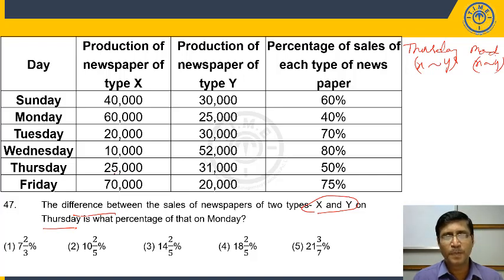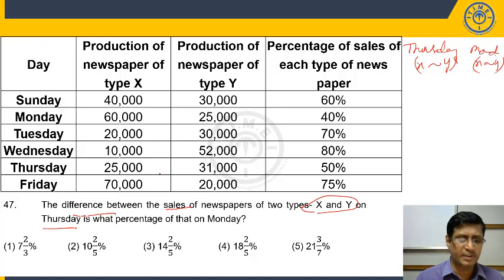How much is the value here? 25,000 and 31,000. So total how much here? The difference in the sales we need to find. So 25%, 50%, 25,000, 50%, and 31,000, 50%, just to find out the value. And observe the difference. Then you will get the value.